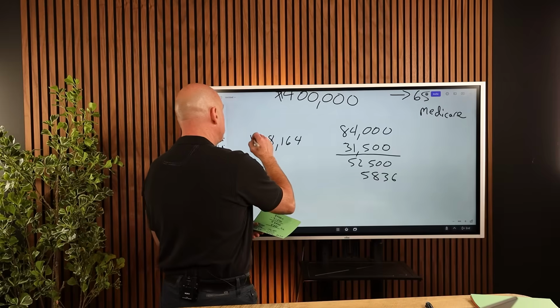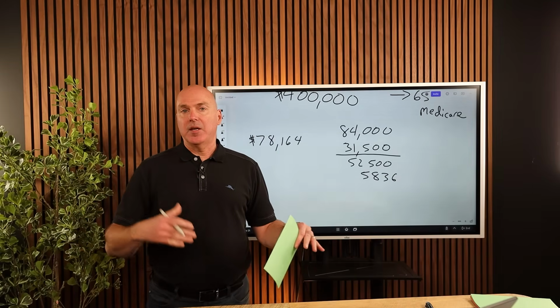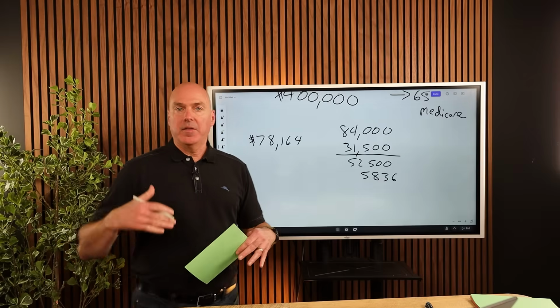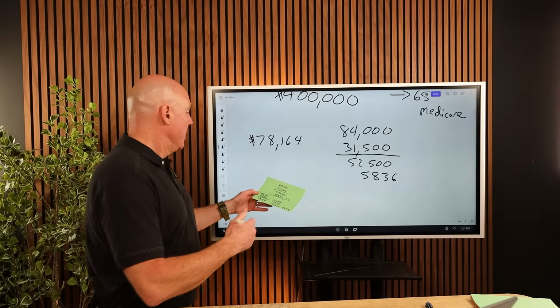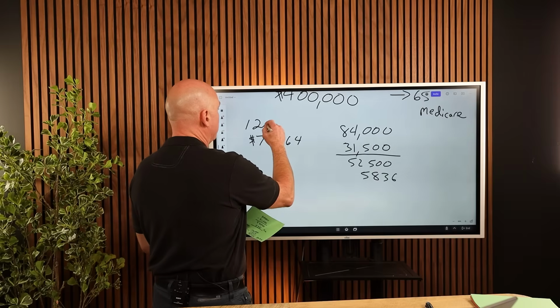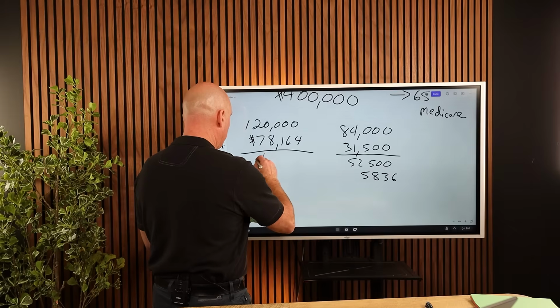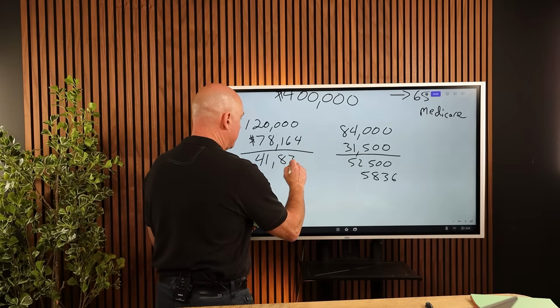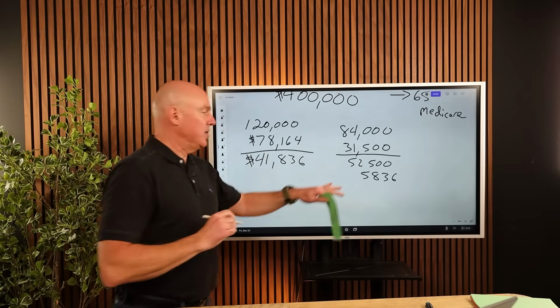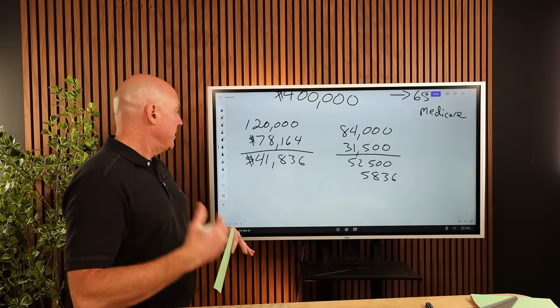$78,164. But we're still a little bit short. And essentially, we're going to be doing this the same way every year for the next 5 years, including this year. So that $78,164, if we subtract that from the $120,000 that we need, we would come up with $41,836 that we would need in addition to that if we wanted to maintain that $120,000 spending amount.